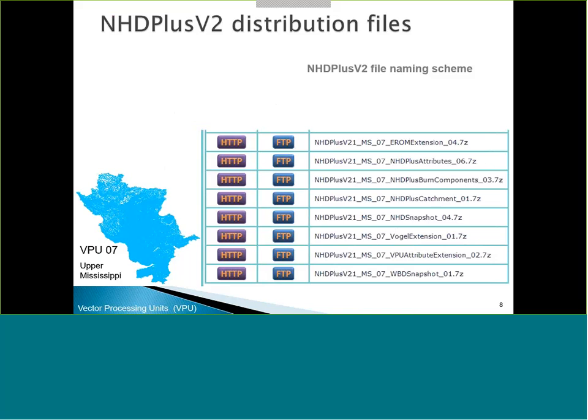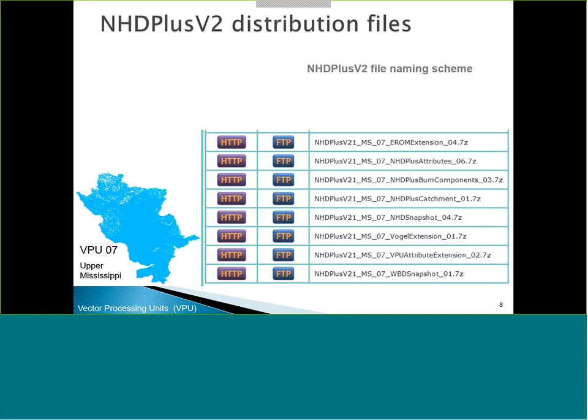This shows what the VPU download page looks like. It shows a list of multiple compressed 7-zip files. Data packages are distributed by VPU and also by RPU. They're listed here on this data download page. In this example, the VPU data components for VPU 07 in the Upper Mississippi are shown.